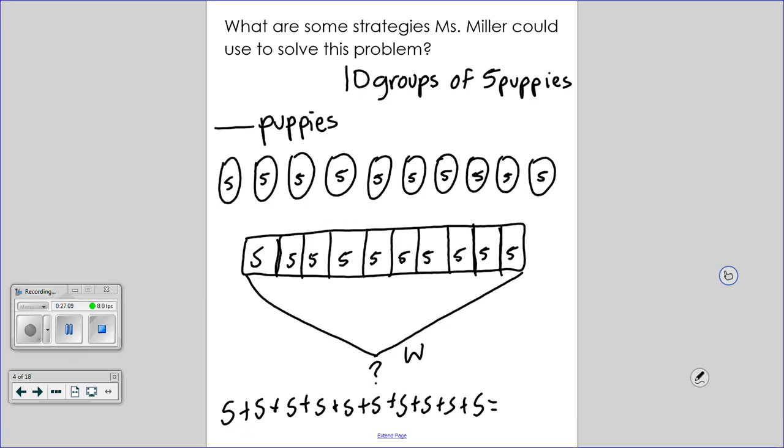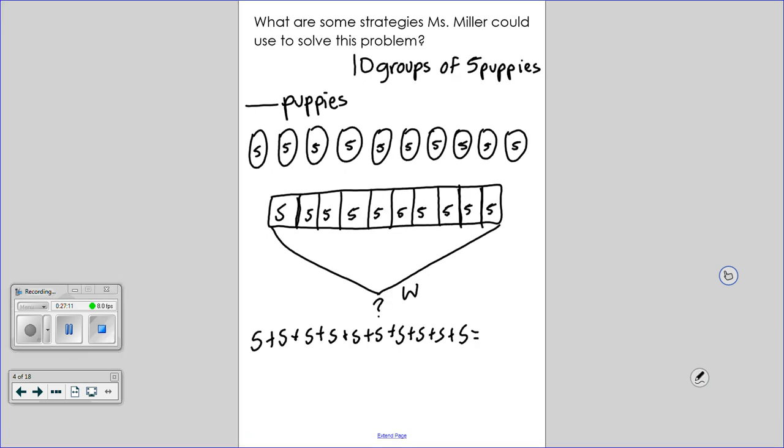How many skip counts is this, Kaylee? Do you know how many skip counts? 10. 10 skip counts of 5 equals how many? I skip count by 5 and I did that 10 times. What's my total? Tiger? 50.